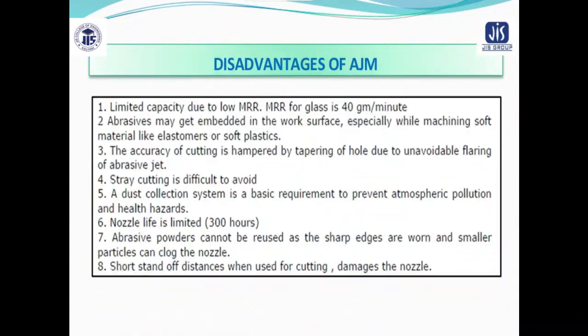So next we proceed to the disadvantages. Yes, every process has some limitations. Similarly, AJM has some disadvantages, or you can say limitations. What is the first limitation? It has limited capacity due to low MRR. The material removal rate for glass is 40 gram per minute. In 1 minute, 40 gram of material is getting removed. So the material removal rate is very low.